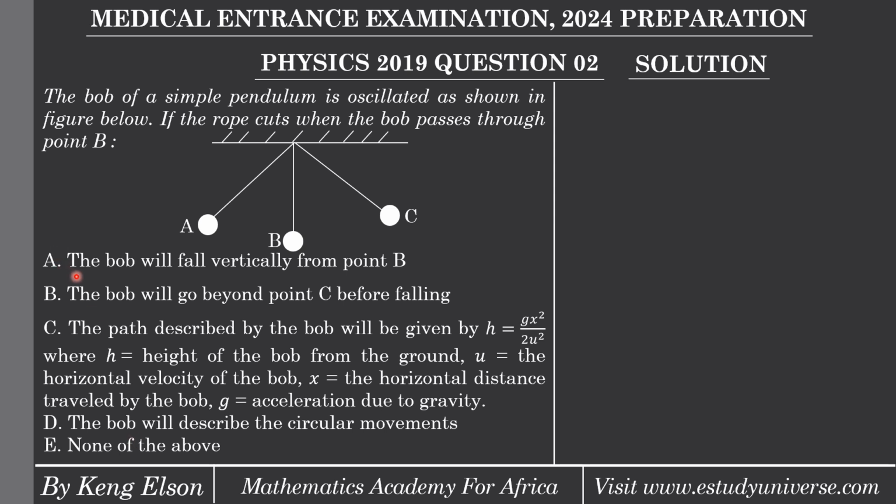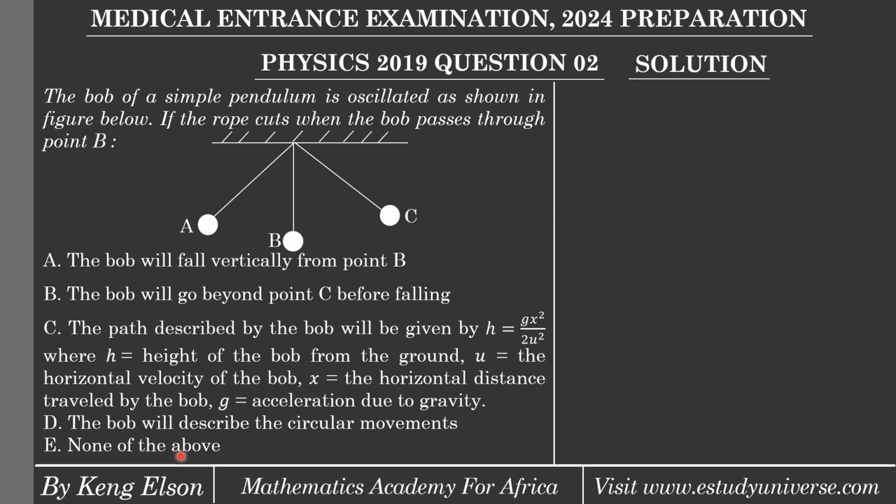Option A says the bulb will fall vertically from point B. Option B says the bulb will go beyond point C before falling. Option C says the path described by the bulb will be given by h equal to gx squared on 2u squared, where h is the height of the bulb from the ground, u is the horizontal velocity of the bulb, x is the horizontal distance traveled by the bulb, and g is the acceleration due to gravity. Option D, the bulb will describe a circular movement, and option E, none of the above.